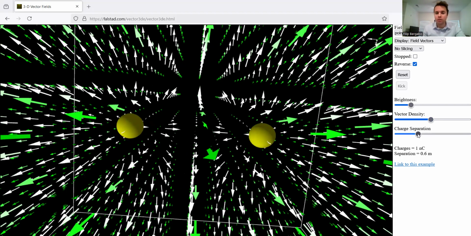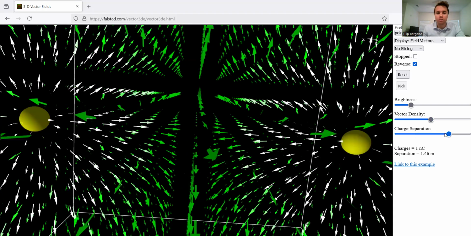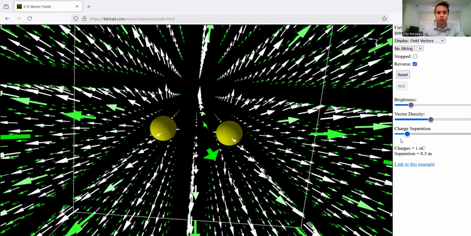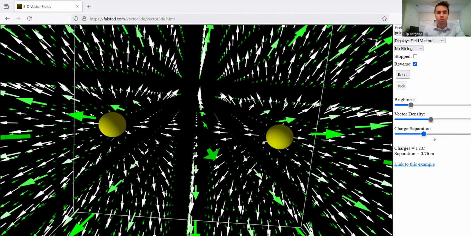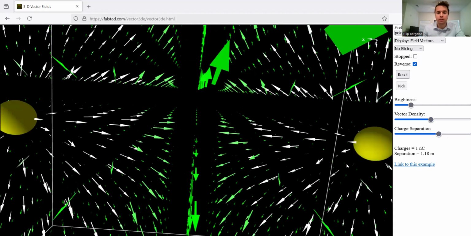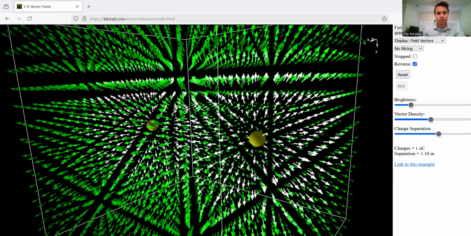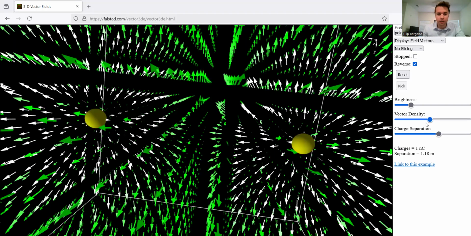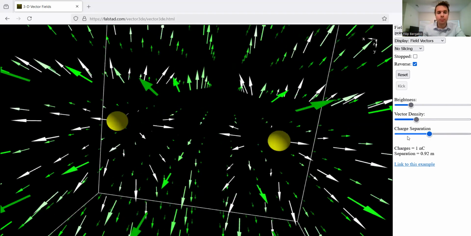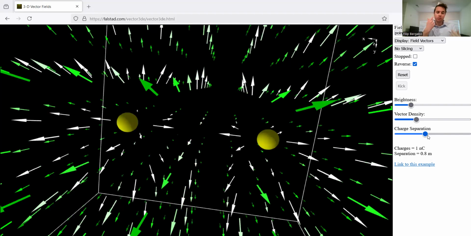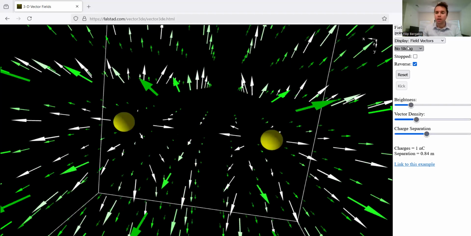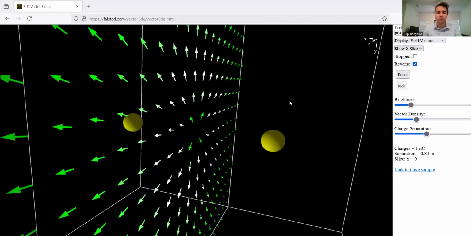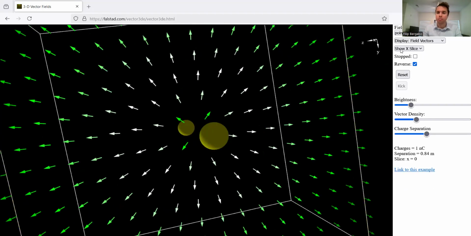And you can play around with this as well, change the separation of the charges. Here you can see how the vectors change as you move these back and forth. You can zoom in and zoom out and do all kinds of things. Let me actually reduce the vector density again, make it a little bit nicer to see perhaps. So I recommend playing around with this again, just to get a little bit of intuition. You can always put the slicing back to get a nice picture.